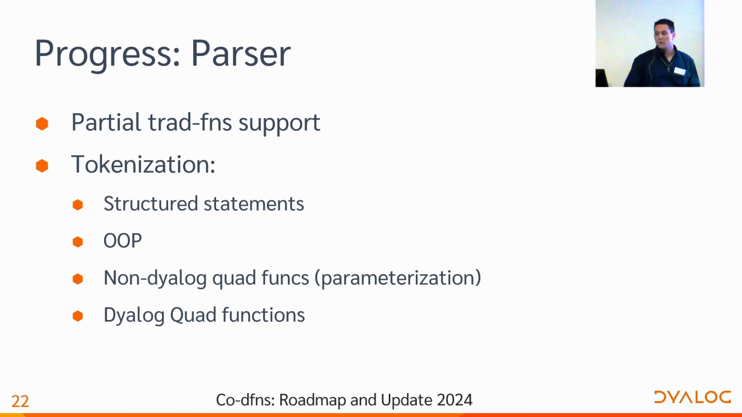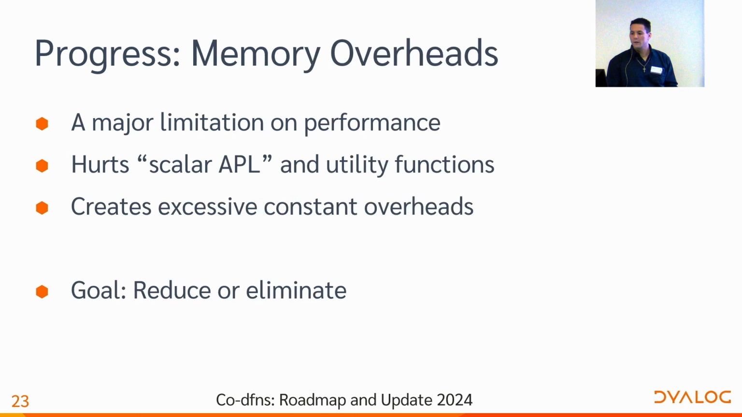So progress on the parser: the Trad-fns support is a really big one that's been taking up a lot of time. That's mostly complete, or an initial early version of that is complete now, and we've got the tokenization for all of these other features in place as well. And we're working on the memory overheads, but memory overheads get really super geeky really fast. So if you're curious about that, I'd love to talk about it, but I'm not going to talk about it in the talk here.